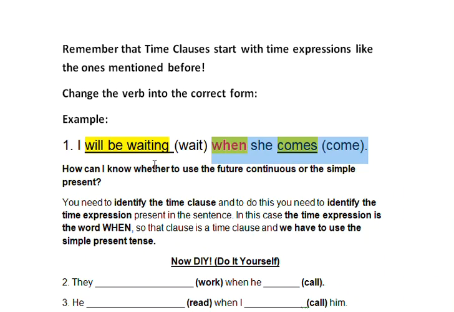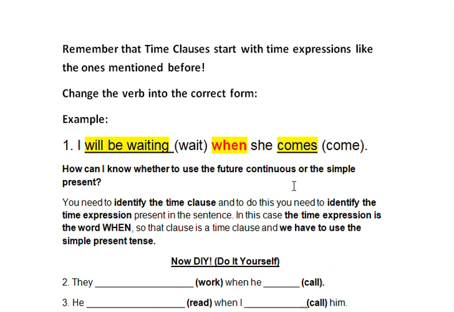Okay, so in one of these sentences you will have to use the future continuous like I did here. En una de estas oraciones usted va a tener que usar el futuro continuo como lo hice acá. And in the other one you will have to use the simple present like I did here. Now, how can I know whether to use the future continuous or the simple present? ¿Cómo puedo saber si usar el futuro continuo o el presente simple? You need to identify the time clause. That's the first step, and that's the most important step. Necesita identificar la oración de tiempo.